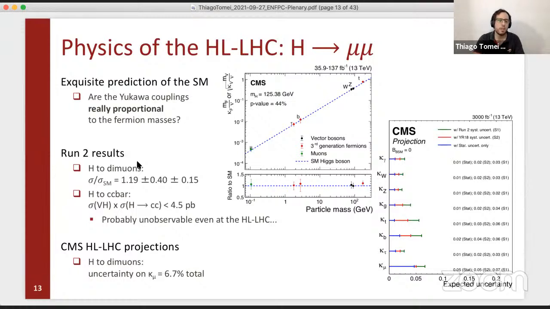Higgs to c c-bar, for instance, is extremely small, so it's probably unobservable even with the full luminosity of the High Luminosity LHC. But we still have to search for it, because if we see it, that may again point into physics beyond the standard model. Now, if we go into the High Luminosity LHC, we'll see that we'll be able to bring the uncertainty down to something like 6.7%. So again, we will be able to see if this is actually a real line, if the Yukawa couplings are proportional to the fermion masses.